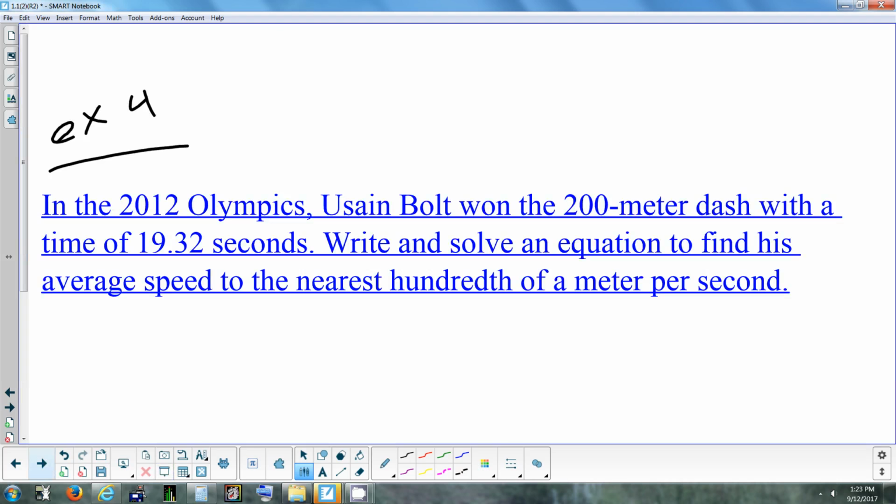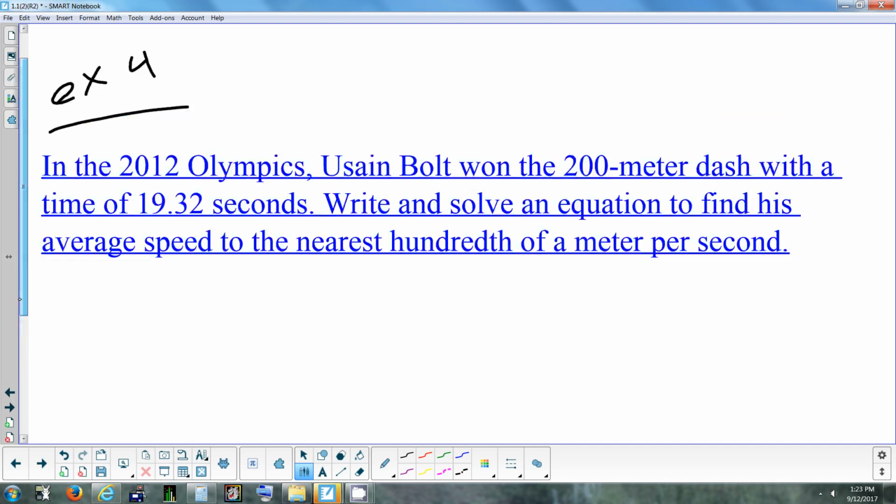And then they want us to round to the nearest hundredth. How many decimal places is hundredths? 2. So we round to 2 decimal places. All right, there's a formula we need to do this. Usually the letters they use in the formula are R for rate, T for time, and D for distance. So time is 19.32 seconds. How about the distance? 200 meters. And the speed, they usually call that the rate. That's what we don't know. It would be N or R.